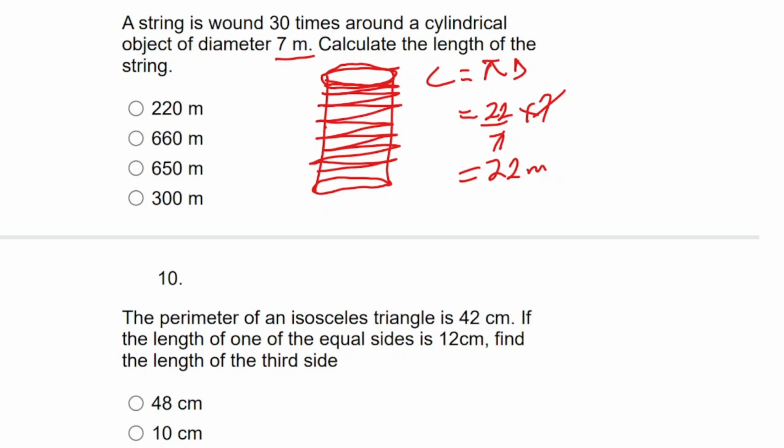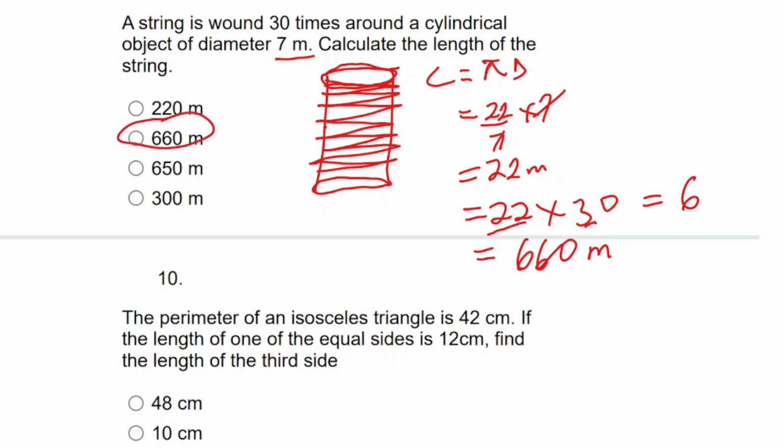Now that rope is wound 30 times. That is wound 30 times, because wound is the opposite of wind. You understand? So that means we are saying 22 times 30. And that is going to give 660 meters. Is this very clear? 3 times 22 is 66, then that's very clear. So that is this option here. I hope I'm making sense.